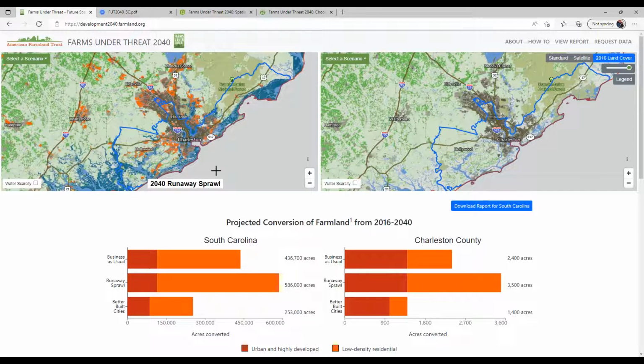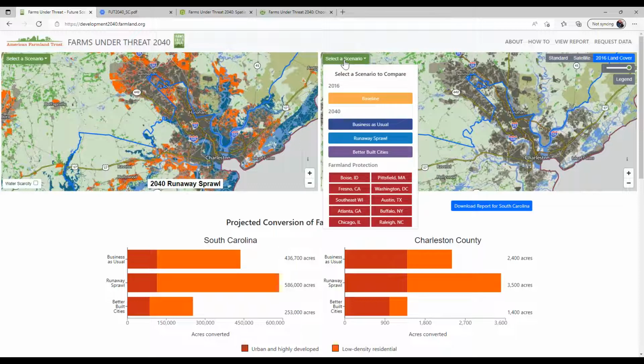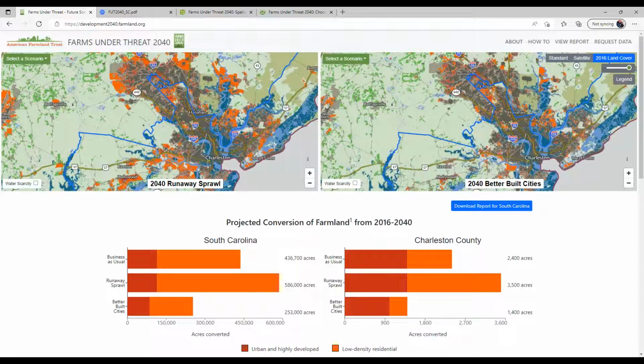Okay, so you see all of the orange and red projecting out from the existing urbanized area, and it is significant. The runaway sprawl is 3,500 acres in what is a very constricted landmass area. And then, Beth, if you could highlight our better built cities, you see that that conversion rate is actually significantly less than half of the development.